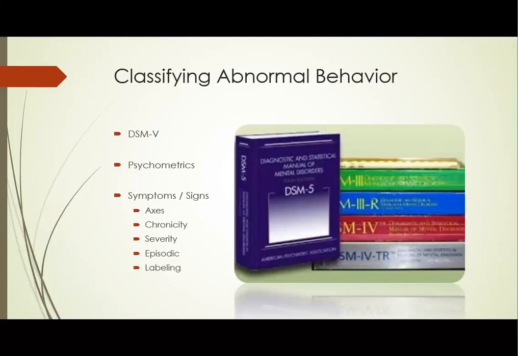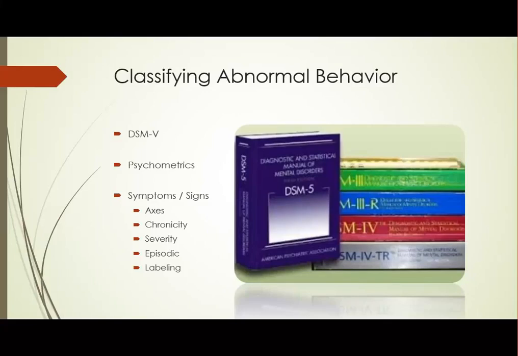Then we have the 5 axes of the DSM. Now I want you to note in the new DSM-5, it no longer uses the axes, but I do want to touch on them because some clinicians are still using earlier versions, such as the DSM-4 TR. Axis 1 had to do with clinical syndromes like schizophrenia, anxiety, and depression. Axis 2 had to do with personality disorders, which were problematic ways of relating to the world.